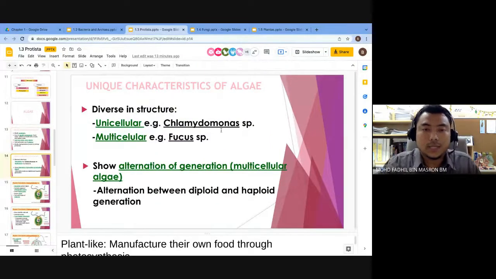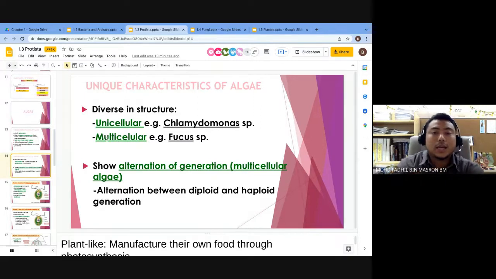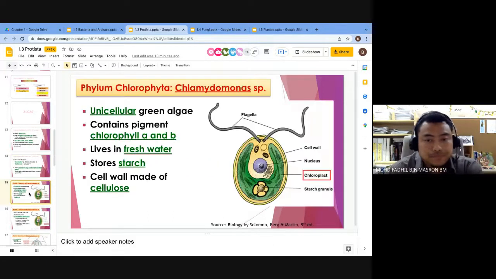So, dari segi strukturnya dia adalah diverse untuk algae ni. Ada yang unicellular, ada yang multicellular. Untuk yang saya cakap tadi kan pengecualian. Okay. Walaupun dia multicellular, dia tak adalah besar macam pokok tumbuh-tumbuhan yang besar tu kan. Okay. So, unicellular contohnya adalah Chlamydomonas. Okay. Untuk multicellular contohnya adalah Fucus sp. And they also show alternation of generation. Okay, so for alternation of generation ni jangan risau sangat. You guys akan belajar pada dalam plantae when we discuss about plantae.